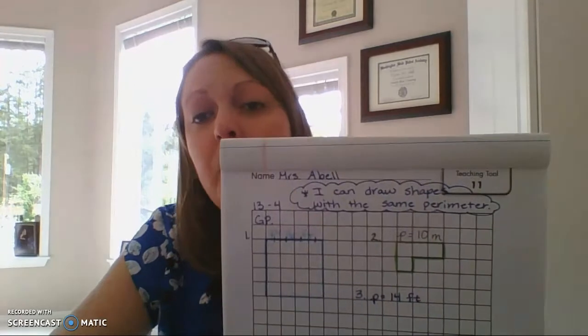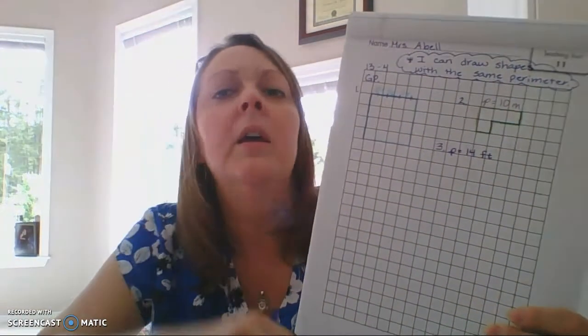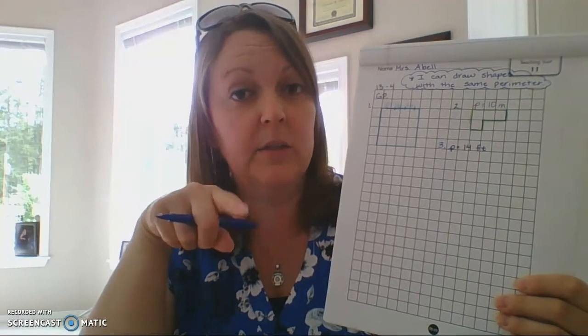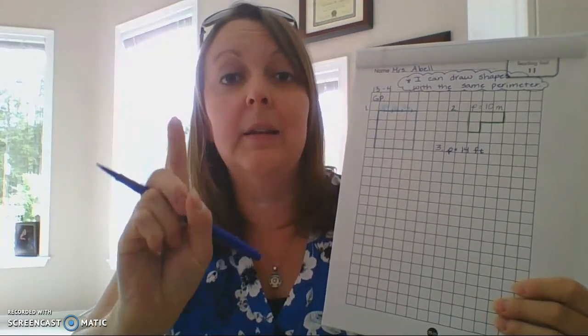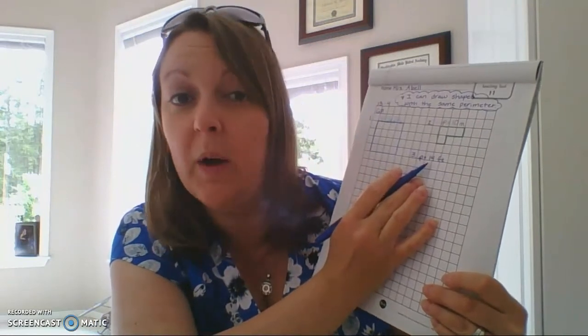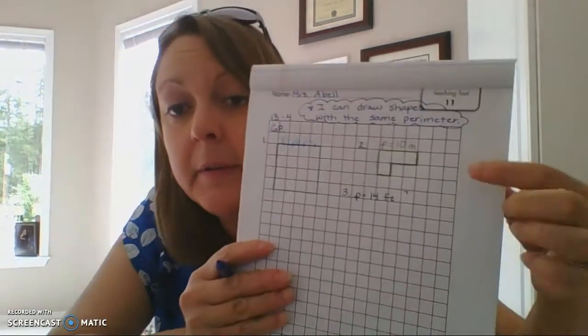I'm going to write perimeter equals 14 feet, because if I write it down now, then hopefully I won't forget it. One of the easiest ways to draw a shape with a given perimeter is, first of all, you have to think it has 4 sides. So let's cut the number in half. Half of 14 is what? Okay, 7. So I'm going to put a little 7 right there so I don't forget.